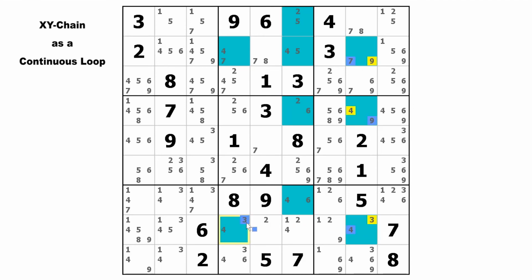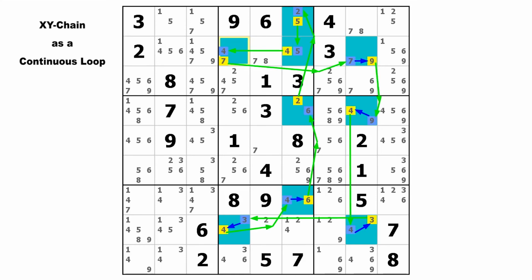Then we're going to go weak to this 3, strong to the 4, weak to the 4, strong to this 6, weak to this 6, strong to the 2, weak to this 2, strong to the 5, weak to this 5, strong to the 4, weak to this 4, strong to the 7, and then we can make a weak link right back to that first 7 in row 2. And that is a continuous loop, and it looks like this. So I hope you can all make sense out of that.